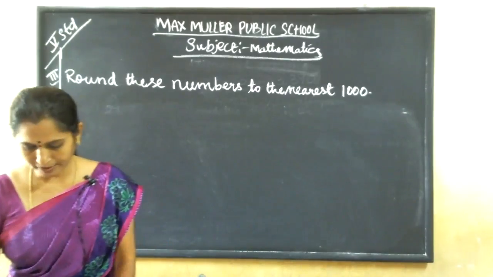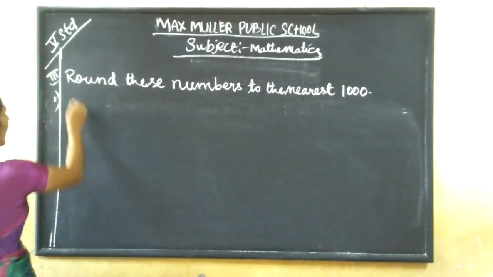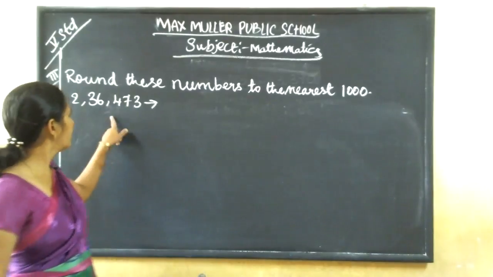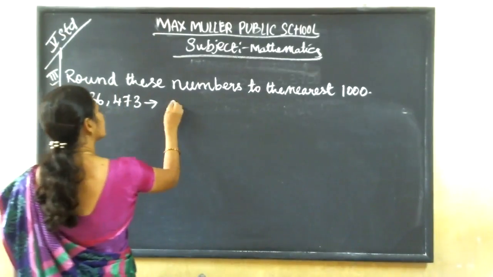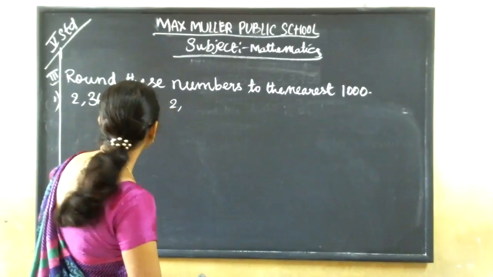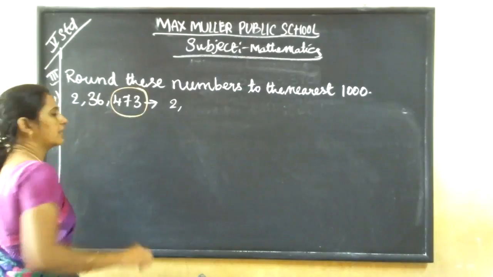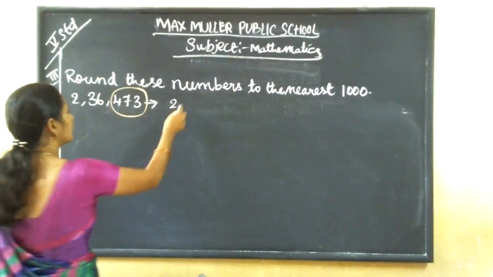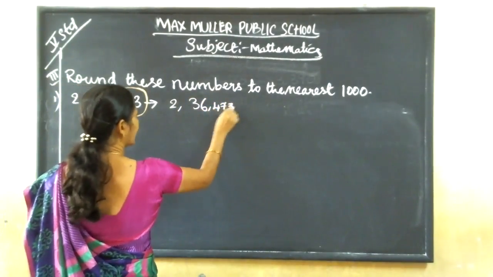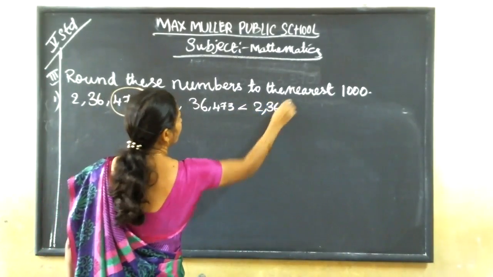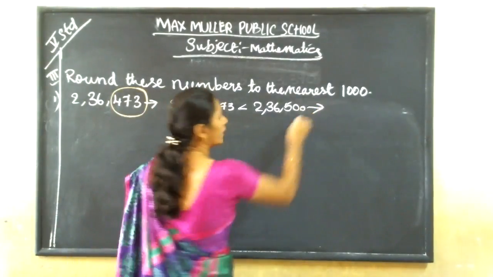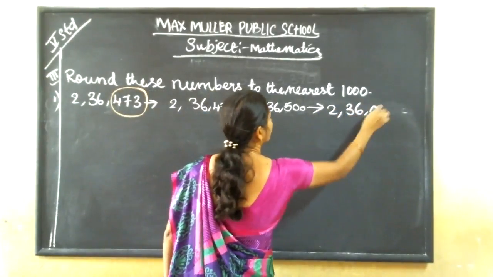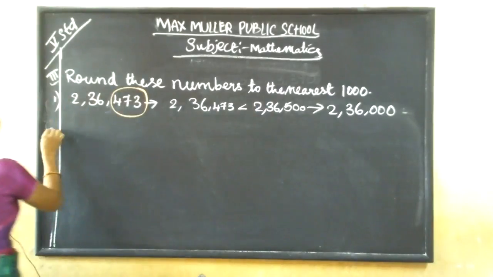First one. Exercise 1.3, third main, first one: 2,36,473. So 2 lakh, you have to see which column? The hundreds column. Whether this number is less than 500, greater than 500 or equal to 500. So here 2,36,473 is less than 2,36,500. So no need to add any 1 in the thousands place. So it will come 2,36,000. Next, second one.